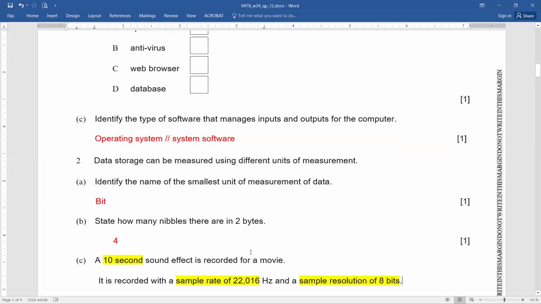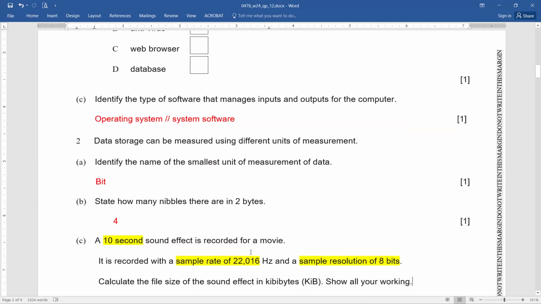Part C. Now this one needs your attention. A 10-second sound effect is recorded for a movie. It is recorded with a sample rate of 22,016 Hertz and a sample resolution of 8 bits. Calculate the file size of the sound effect in kilobytes. Show all your working. Now, this is the topic that we already have covered, if you recall. You have studied it. The video for calculation of file size is also available. So the ones who are facing problem, they can watch that video also.